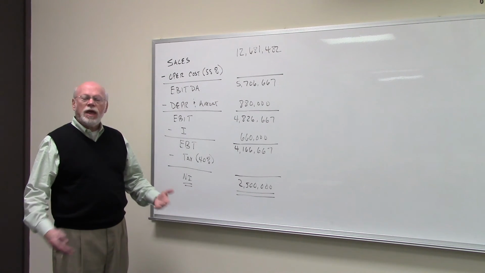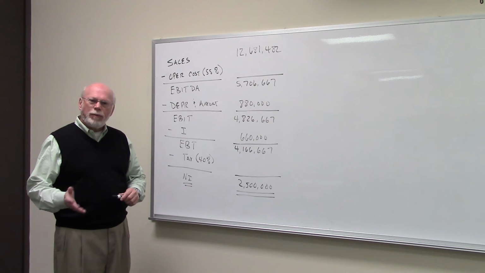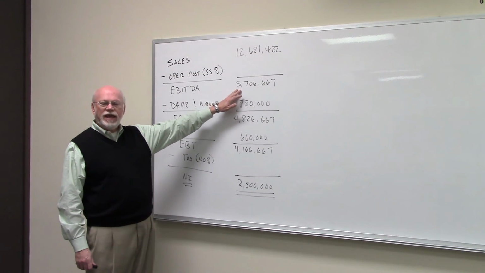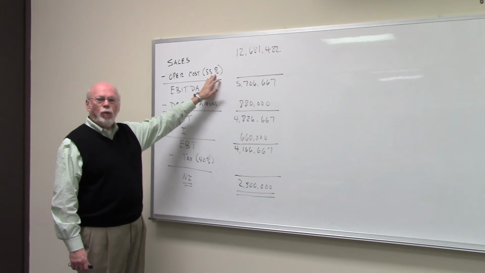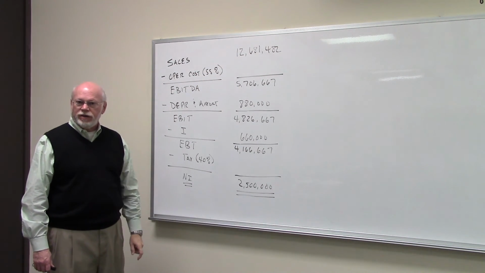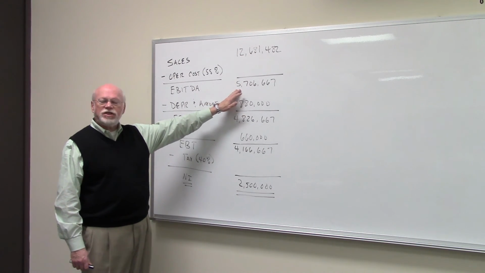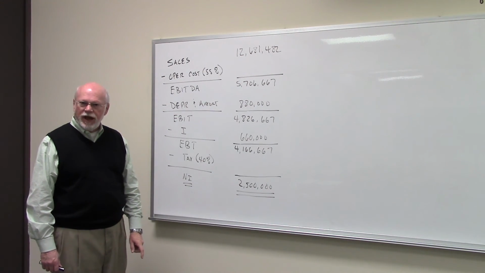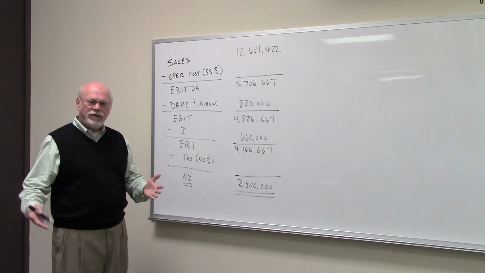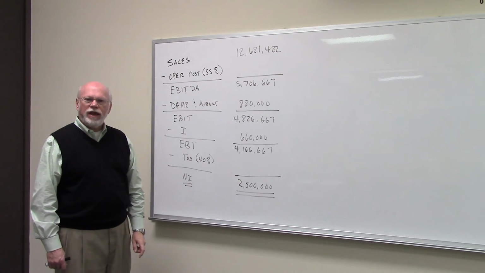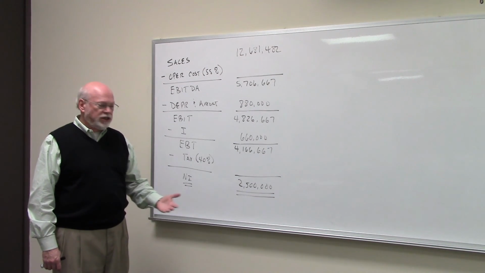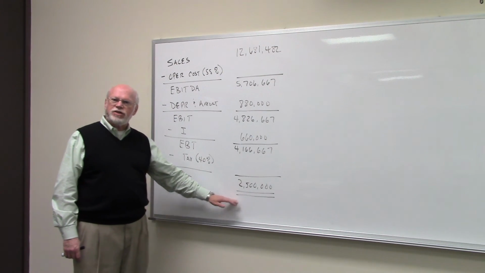They tell us in the problem they anticipate operating costs being 55% of sales. Well, that means if you take EBITDA and divide it by 1 minus operating costs as a percentage of sales, we would get sales. So if you take $5,706,667 and divide that by 1 minus 0.55, which is 0.45, you get $12,681,482. And that's the level of sales that we would need to generate $2,500,000 in net income.